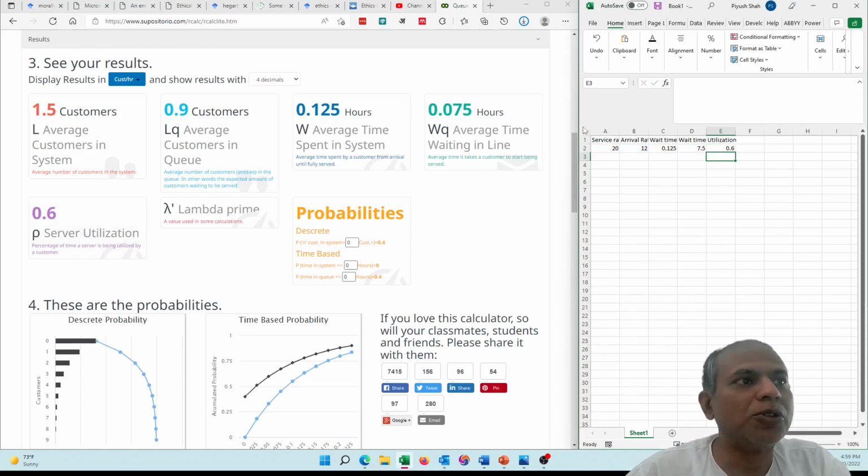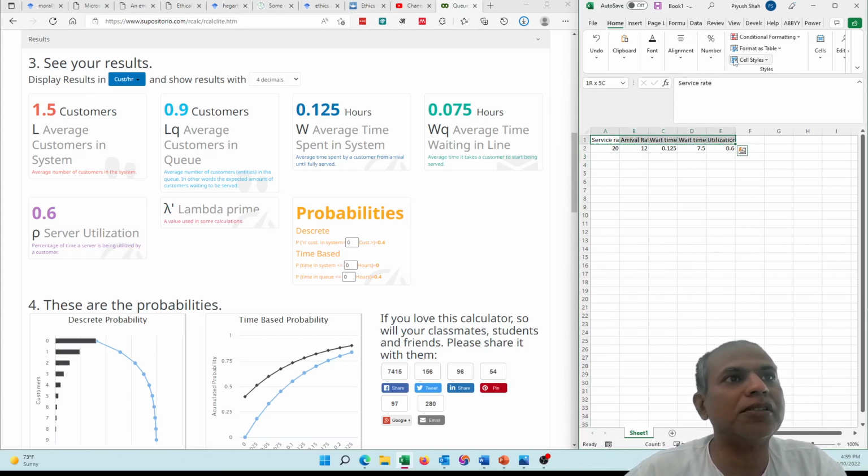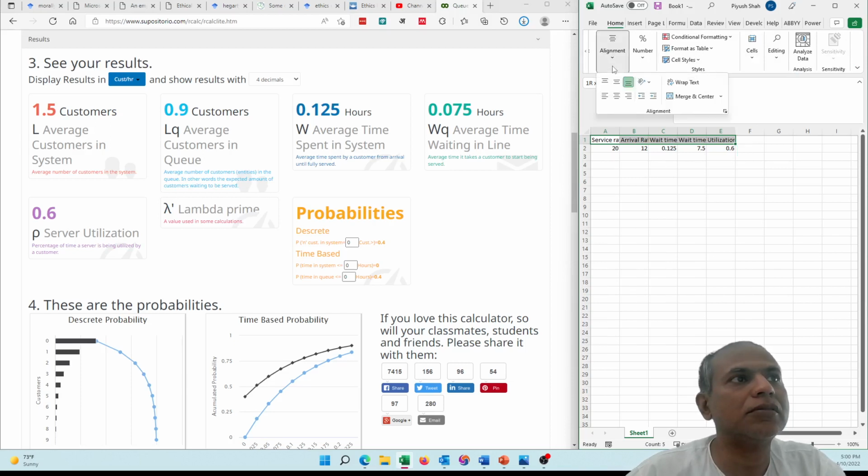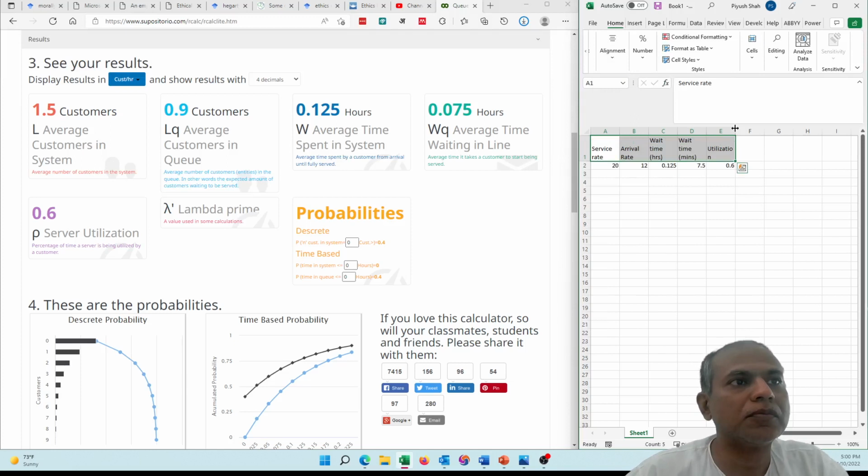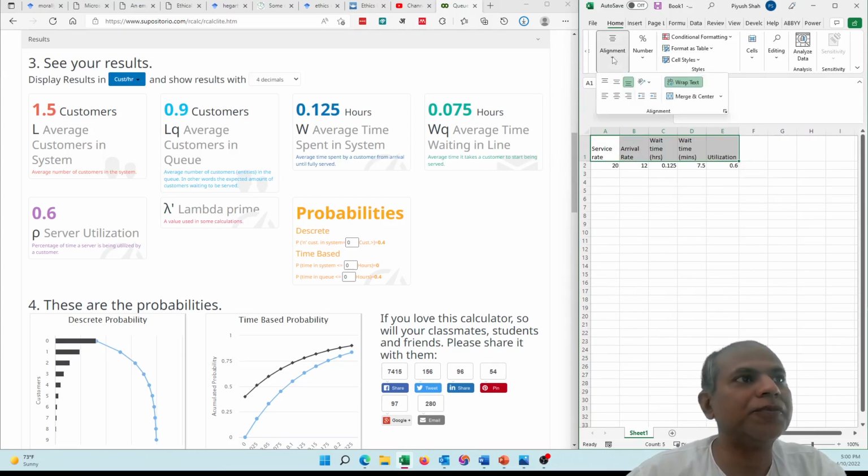What am I going to do? I will try to wrap these numbers so that they look nice. All right, so I have this data here, making it look nicer.